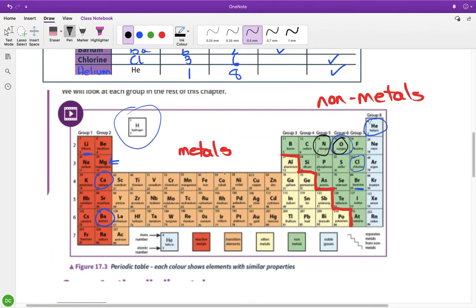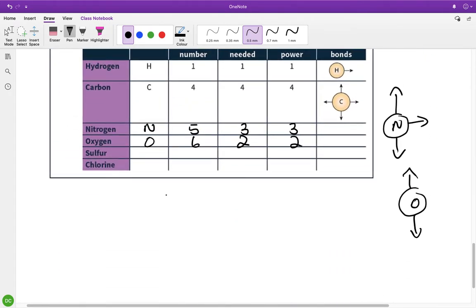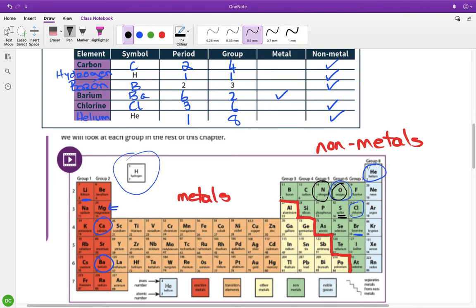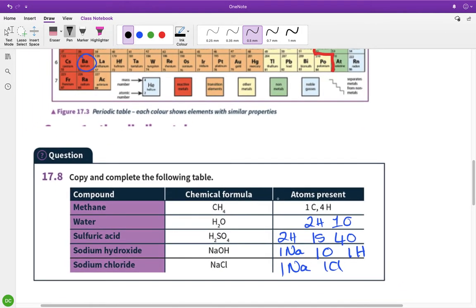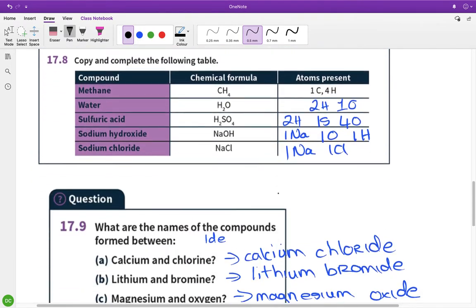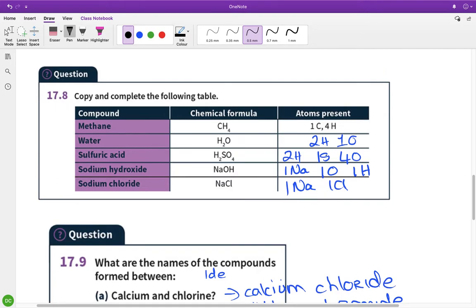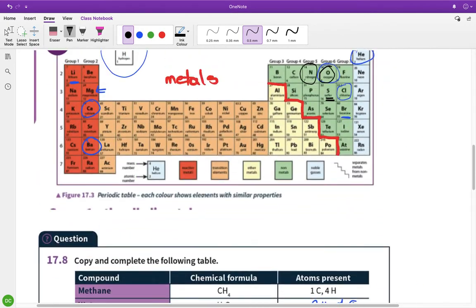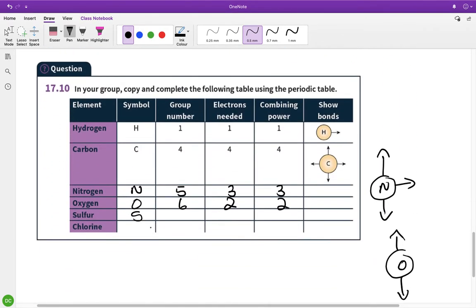Sulfur, where is sulfur now? Here it is, group 6. So sulfur is S. Yeah, sulfuric acid. I think I said that was sulfur anyway. If I didn't, it's sulfur. What group did I say sulfur was in? Sulfur's in group 6, meaning it needs 2 electrons, combining power is 2, same as oxygen.